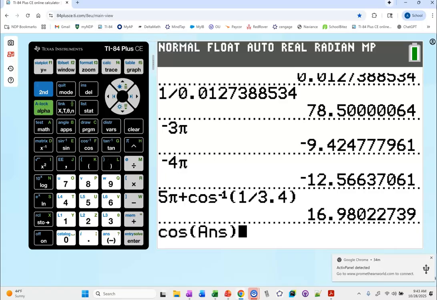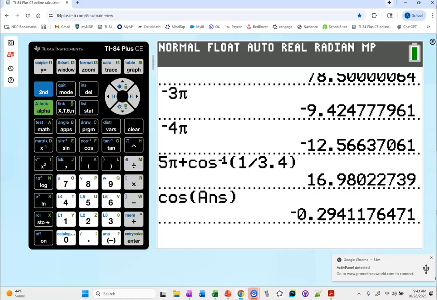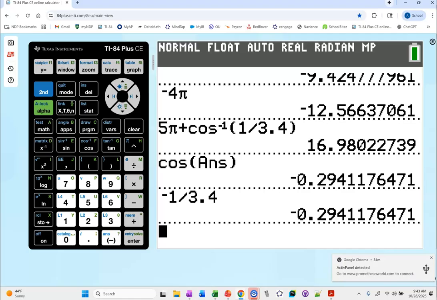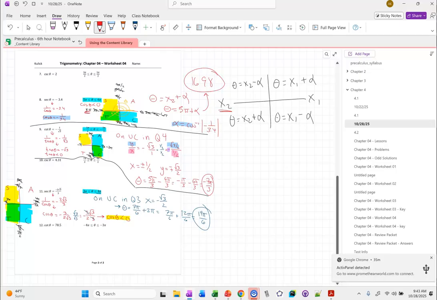So cosine of the answer. I get this decimal. Is that negative 1 over 3.4? Well, I don't know, not by looking at it, but I'll just type in what negative 1 over 3.4 is, and I don't know about you, I'm convinced that's the same answer. Everybody agree? That's part one of our check. We still have one more part to check. The other part that we need to check is to make sure 16.98 is between 5 pi and 6 pi. Right? Because our answer needs to be between 5 pi and 6 pi.